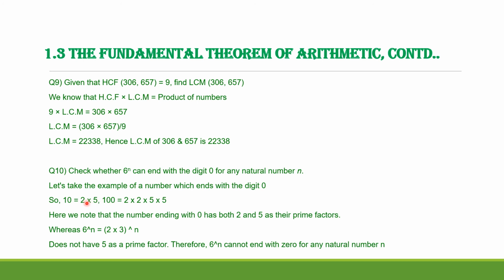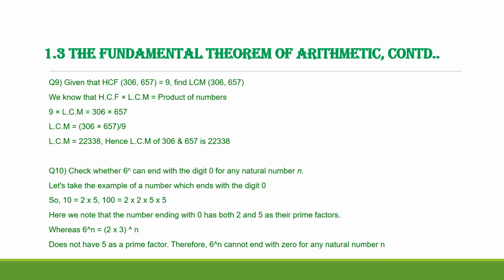We can find that 2 and 5 should be prime factors in case we want to represent a number ending in the digit 0. Here we can notice again that 6 doesn't have the prime factor 5. Since it doesn't have the prime factor 5, 6 to the power n cannot end with 0 for any natural number n.